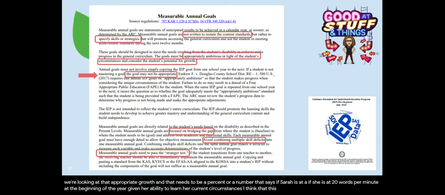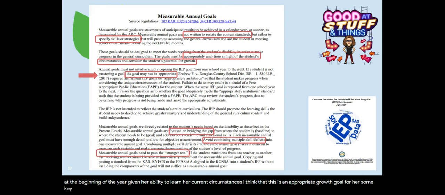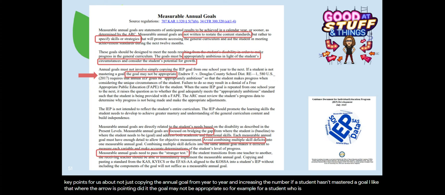The next paragraph has some key points for us about not just copying the annual goal from year to year and increasing the number. If a student hasn't mastered a goal, I like that where the arrow is pointing, then the goal may not be appropriate. So for example, for a student who is qualified in the area of reading fluency and we have a words per minute goal, the student might be making progress every year and we have a reason to continue to increase the complexity of the text, the number of words per minute.